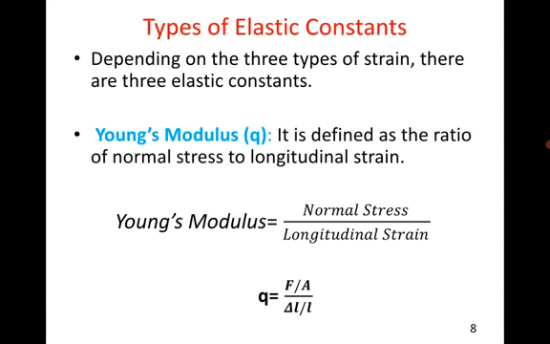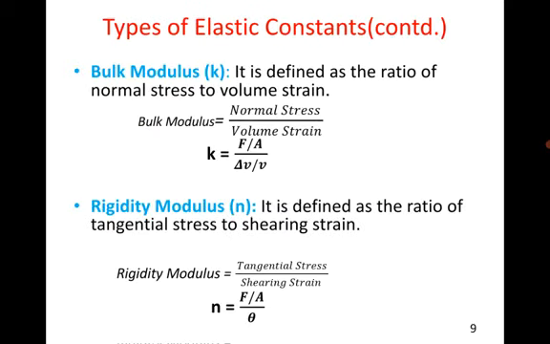Then the types of elastic constant. Depending on the three types of strain, there are three elastic constants. The first one is Young's modulus. It is denoted by the symbol Q or Y. It is defined as the ratio of normal stress to longitudinal strain and is given by Q is equal to F by A, whole divided by delta L by L. Another elastic constant is bulk modulus. It is defined as the ratio of normal stress to volume strain and is given by K is equal to F by A divided by delta V by V.